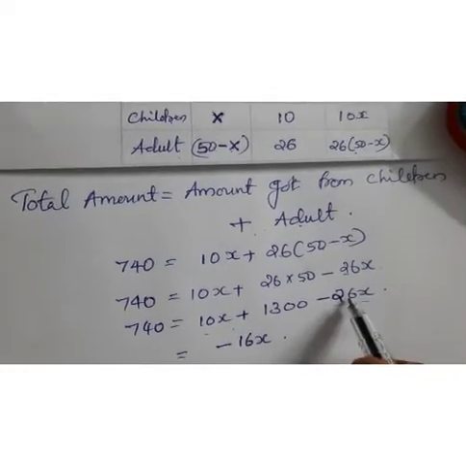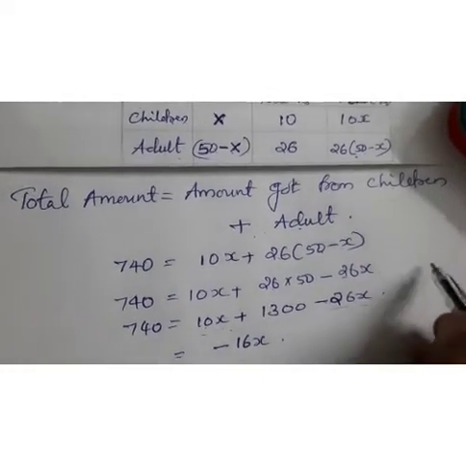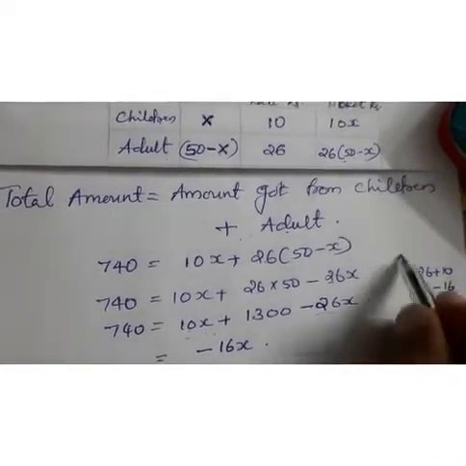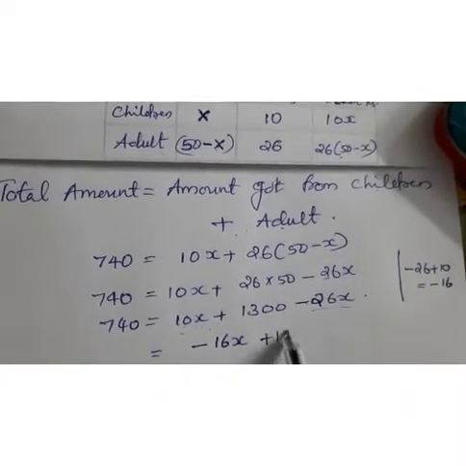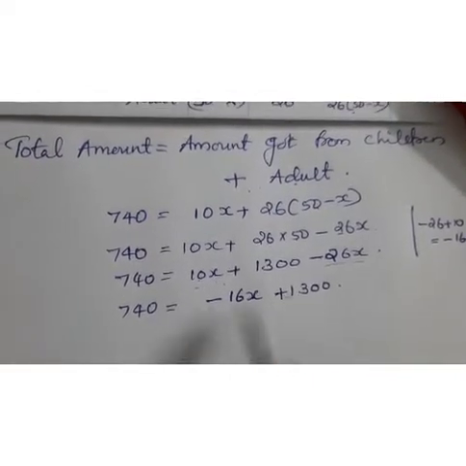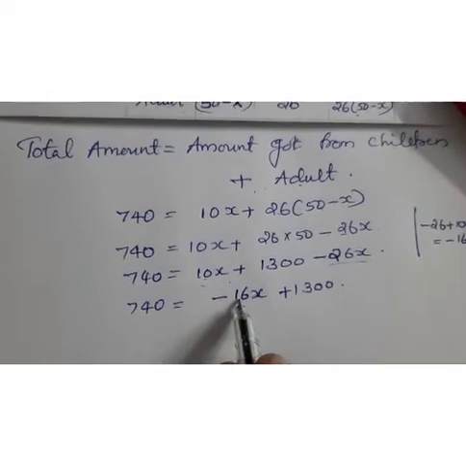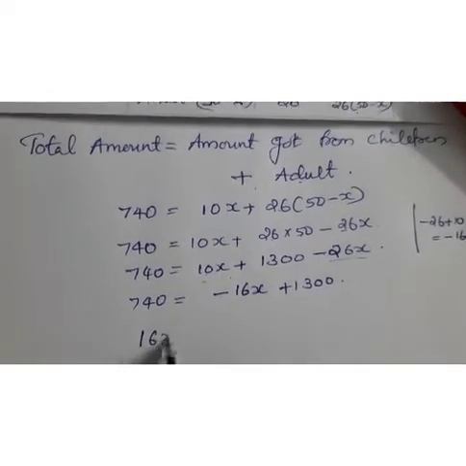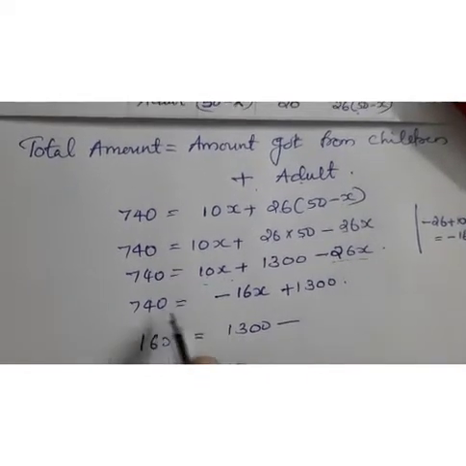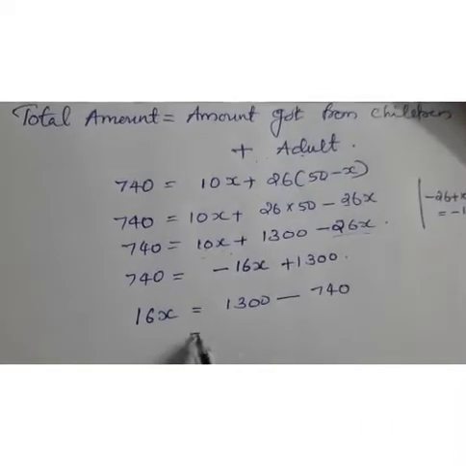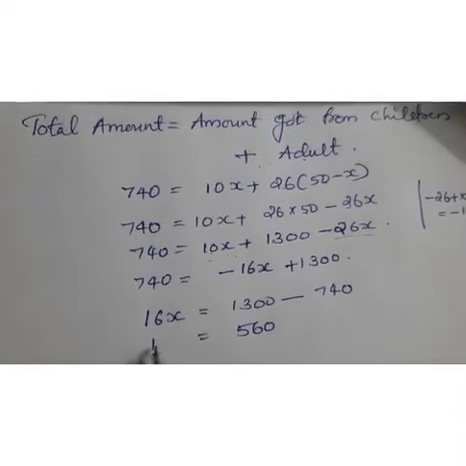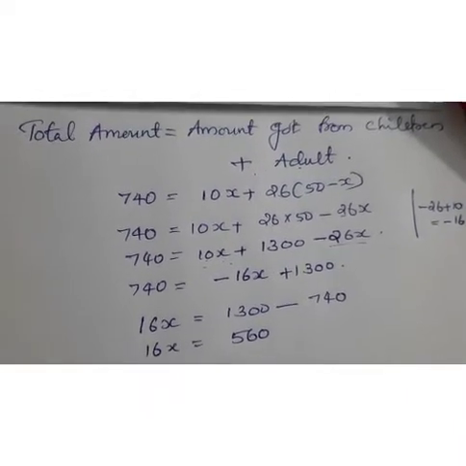it is minus 26 here and plus 10. So minus 26 plus 10, the answer should be minus 16. So minus 16x plus 1300 is 740, and you can keep minus 16x to this side. So 16x is equal to 1300 minus 740. We will get 560. So value of 16x is 560.